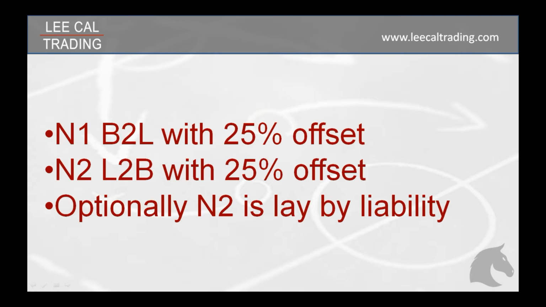So for this example, nomination 1 back to lay is going to have a 25% offset, which means you're looking for selections that's going to drop 25% or lower, and once it hits that 25% offset, it's then going to green up across the board for an even split.